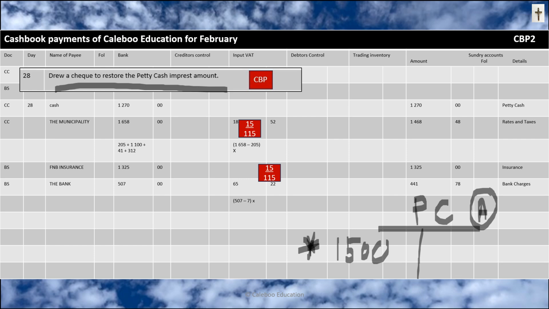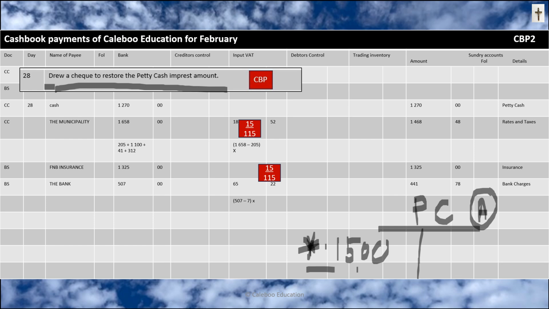Now what is petty cash? Petty cash is cash that we keep on the premises to make small payments. So at the start of each month there's an Imprest amount, a fixed amount of 1,500. Now what has happened here on the 28th? Money was spent from the petty cash in February, the month that we're looking at, and we need to get back to 1,500. In order to get back to 1,500, we need to know what was spent in February.